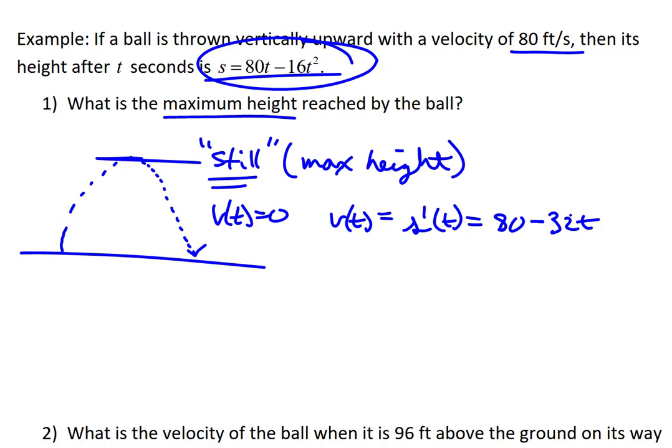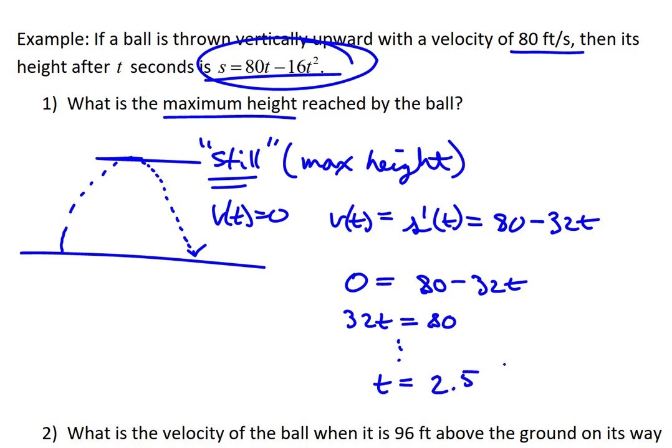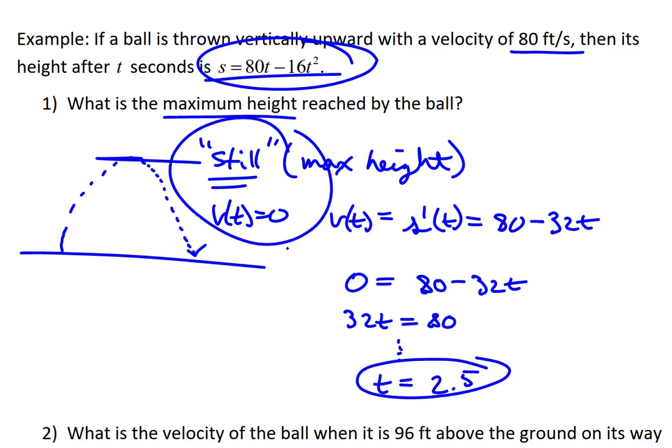And if that's our velocity, we simply want to set that equal to 0. So we'll say 0 equals 80 minus 32t. And then, of course, that means 32t equals 80. And, okay, solve this a step or two further, and I think you're going to end up with t equal to 2.5 or 5/2. Now let's be clear, this is the time when the ball stands still. Okay, that's all we've found so far.